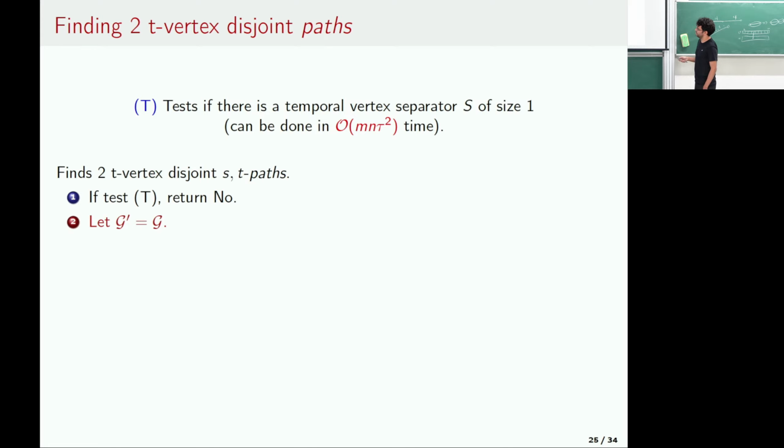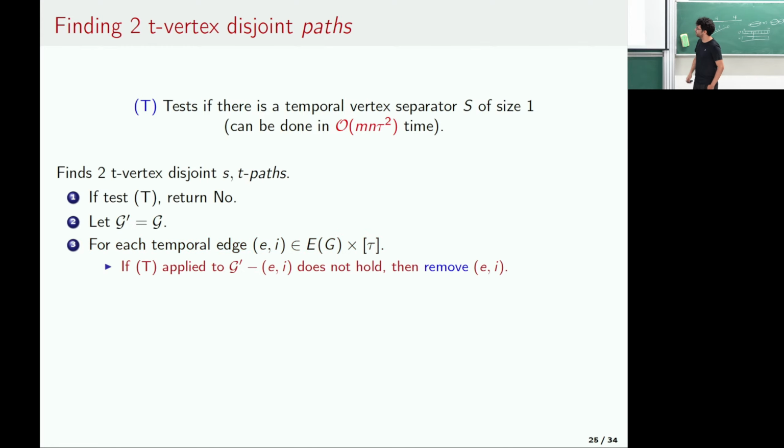If this is not the case, we make a copy of the temporal graph and start deleting temporal edges. We pick an edge, delete it, and then test the connectivity. We can do this iteratively until we remove every edge that is not needed to construct two temporal disjoint ST paths. This is what we do: for every temporal edge, we test whether we can delete it safely from the graph.